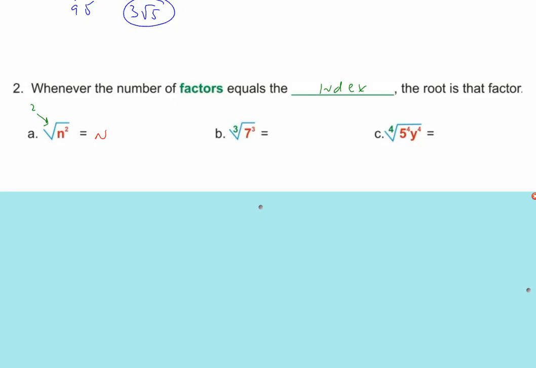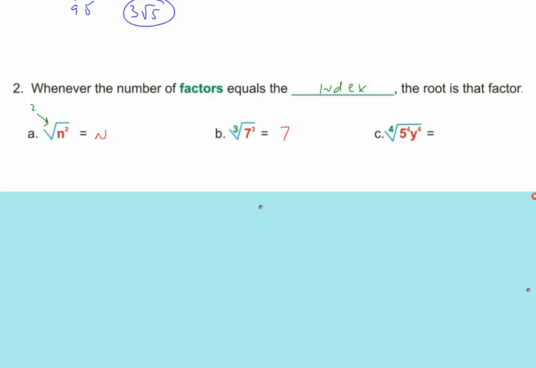So in B, what number times itself 3 times? That's what the index says, right? The green 3 says, what number times itself 3 times is a 7 times 7 times 7? A 7 times itself 3 times is a 7 times 7 times 7. Point: if I have 3 7s and I'm doing a cube root, the cube root of 3 7s is 7. The cube root of 3 11s is 11. The cube root of 3 x's, x times x times x, is x.